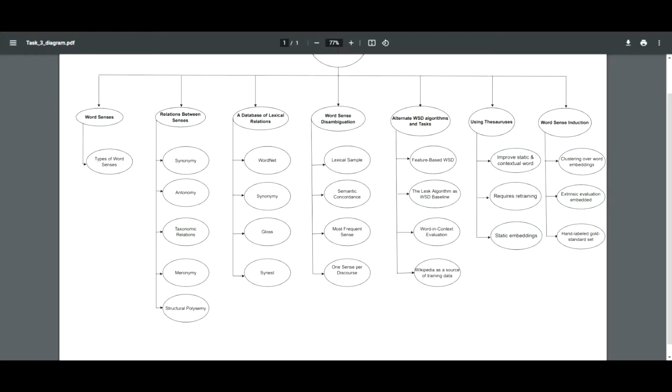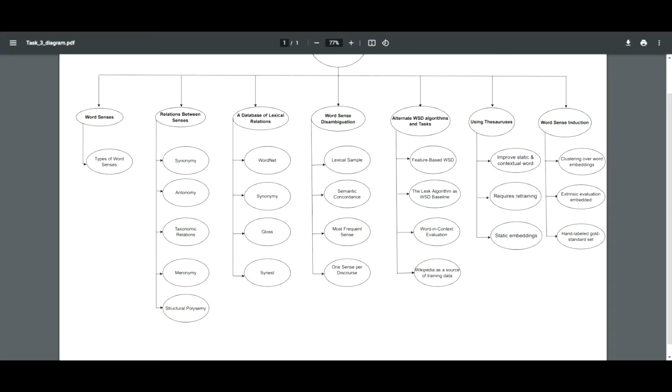Then secondly, using thesaurus. Thesauruses have also been used to improve both static and contextual word embeddings. A word like expensive is often very similar in embedding cosine to its antonym like cheap. Antonym information from a thesaurus can help solve the problem.